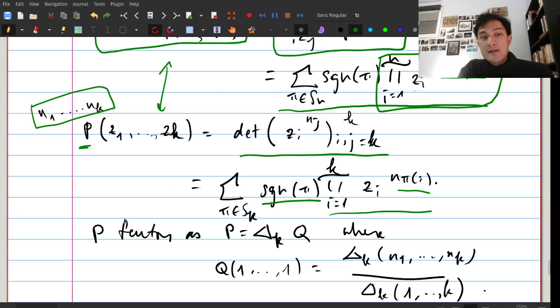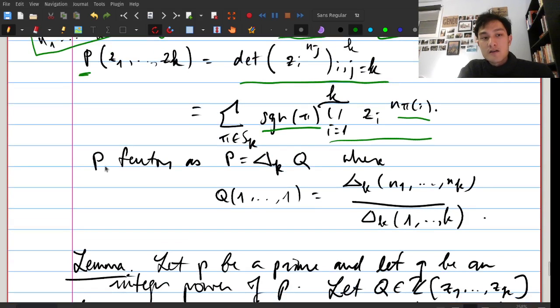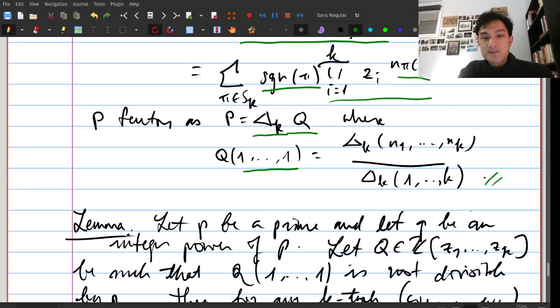Okay, and for any generalized van der Waals determinant P, it's a polynomial, it factors as P equals delta k times Q, where delta k is the non-generalized van der Waals determinant corresponding to k above, and Q is some integer polynomial such that when you evaluate it at 1, 1, 1, 1, 1, you get delta k of n1 through nk over delta k of 1 through k. Okay, so that's everything that we know so far.